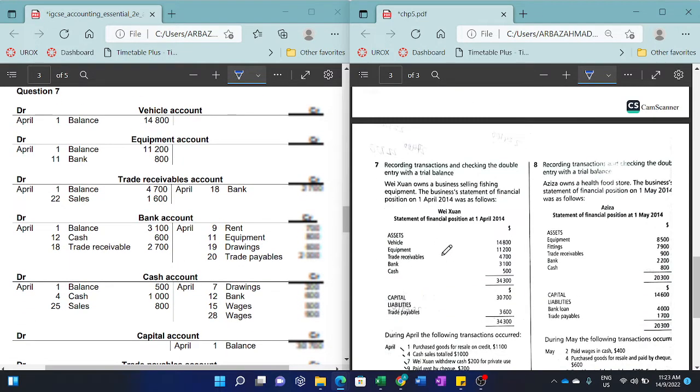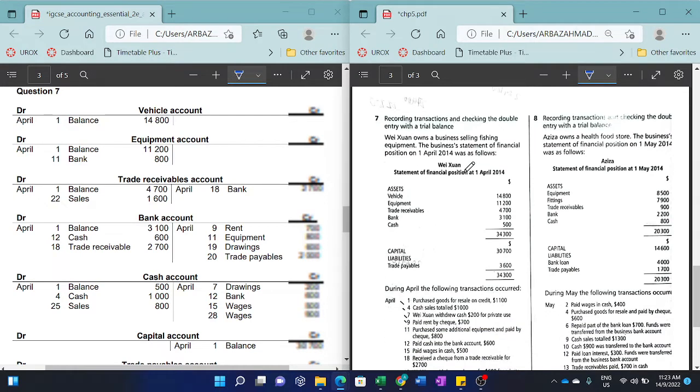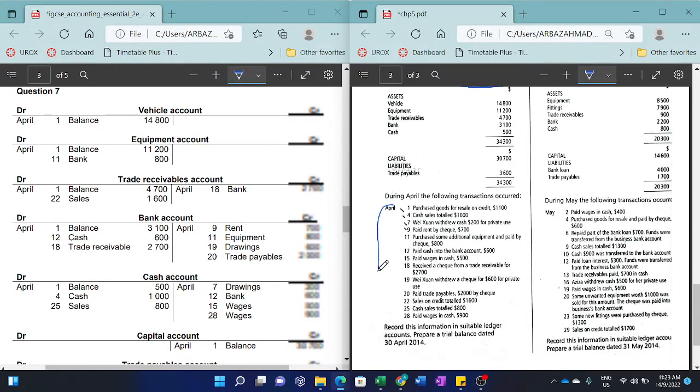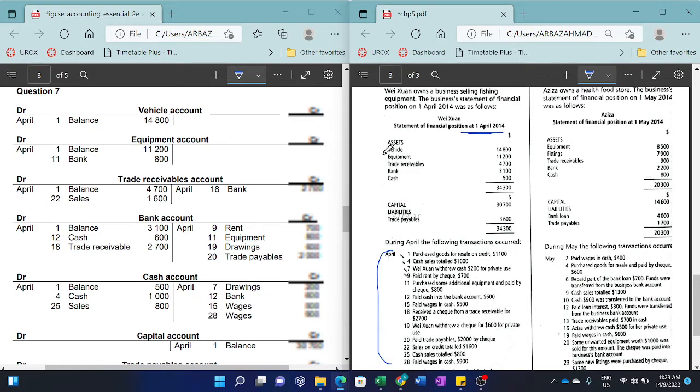We have question 7. So record the transactions and check the double entry of the trial balance. So on 1st April we are given the transactions, and now we are supposed to add these transactions. So this is going to be my opening balance. If you see, I have vehicle for 14,800, so that's going to be my balance. I open my equipment account, so this is going to be my balance. I open my trade receivable account, so this is going to be my balance. So you open all these accounts.